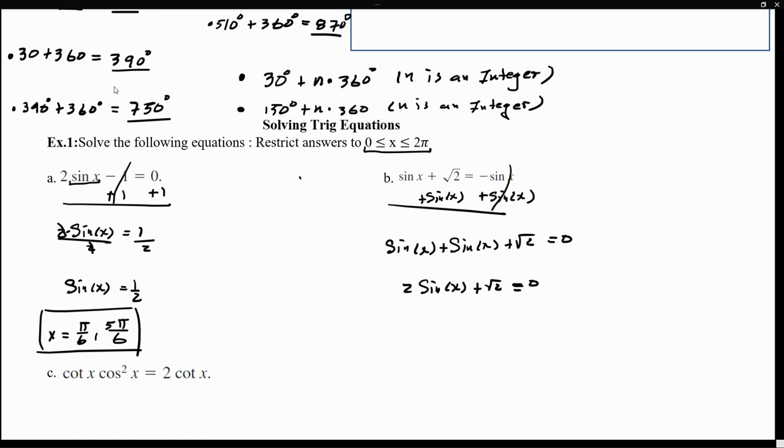All right, so we have properly let the equation be equal to 0. So now what we want to do is isolate the function. To isolate this function, the first thing that I want to do is subtract pi over square root of 2. So now we have 2 sine of x equals negative square root of 2. We want to isolate the sine, so therefore I need to divide by 2.